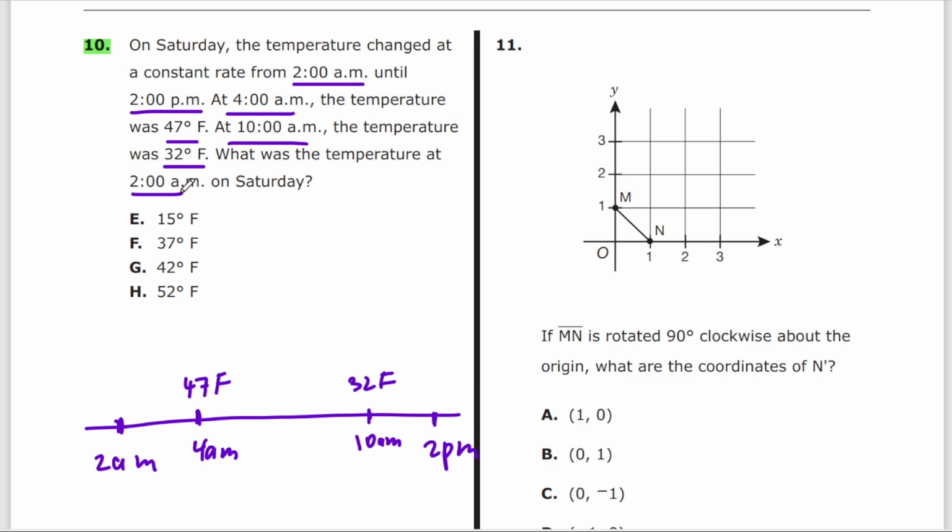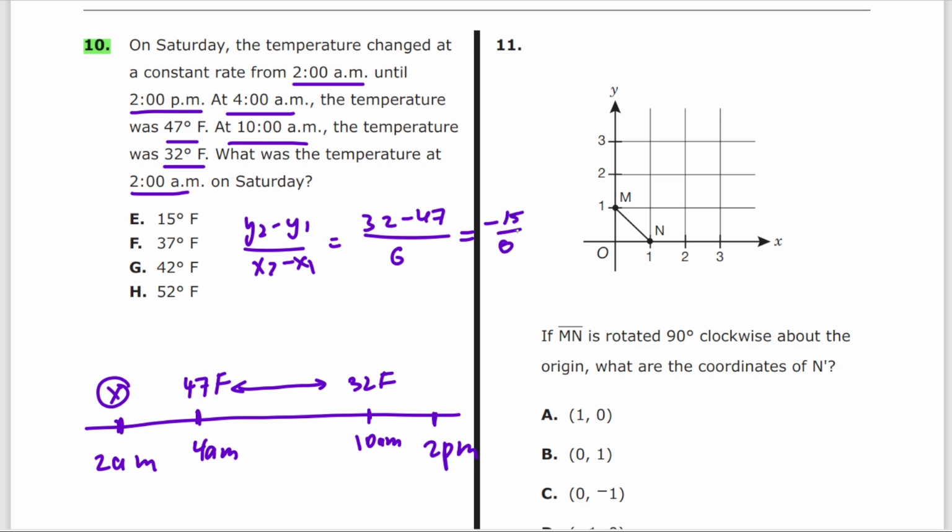What was the temperature at 2 a.m. on a Saturday? So question is like here, X. What was the temperature here? So we need to do the slope. The slope goes like this. The formula is y2 minus y1 over x2 minus x1. My y's are the temperature, so it's 32 minus 47, and x is the time. So 10 a.m. minus 4 a.m. I'll just say 6 hours in between, right, to avoid the confusion. So minus 15 over 6, and if you simplify this, negative 5 over 2 Fahrenheit.